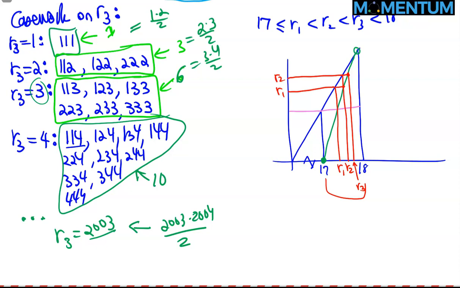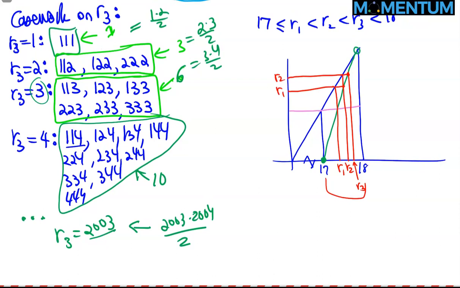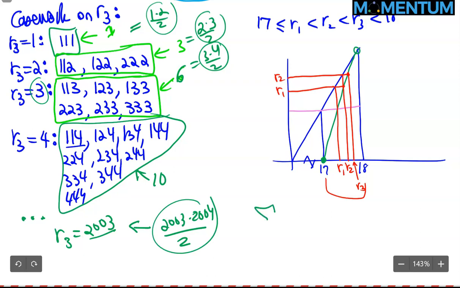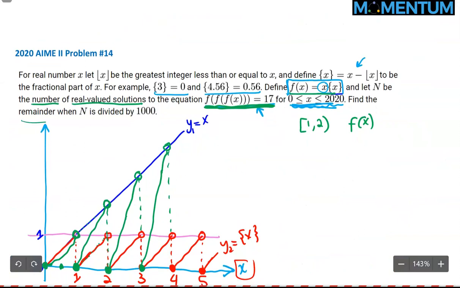Okay, what am I doing here? Oh yeah, so add up all these things. All right, so therefore the answer will be the sum of all these numbers. So the sum of n equals from 1 to 2003, n times n plus 1, all divided by 2, evaluated modulo 1000, because the question clearly says the remainder of these number of real valued solutions, right?